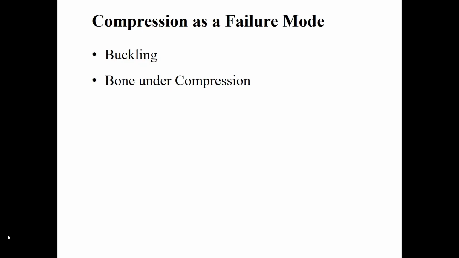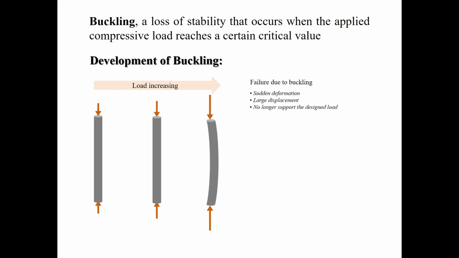Welcome everybody. This video briefly introduces the buckling phenomenon and the mechanical behavior of bone under compression. If a structure is subjected to a gradually increasing compressive load, sometimes, when the load reaches a critical level, the shape of the structure suddenly changes. This phenomenon is called buckling. When buckling happens, an initial straight member will deform suddenly, producing large displacements.